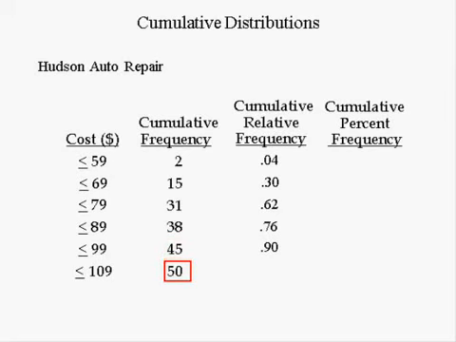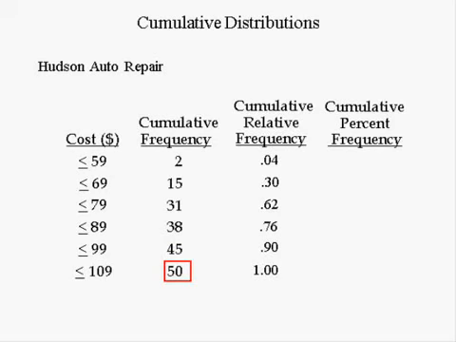Since the cumulative frequency of invoices with parts costing at most $109 is 50, the cumulative relative frequency of this interval is found by dividing 50 by 50, which is 1. The cumulative relative frequency of this interval is 1 and is always 1 because it is the final interval. And the final interval of any cumulative relative frequency is always equal to 1.